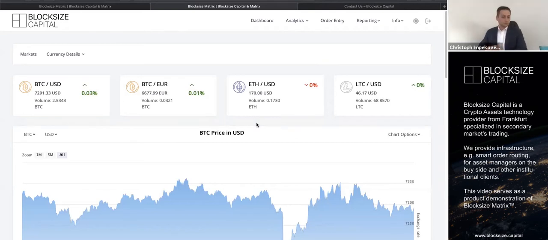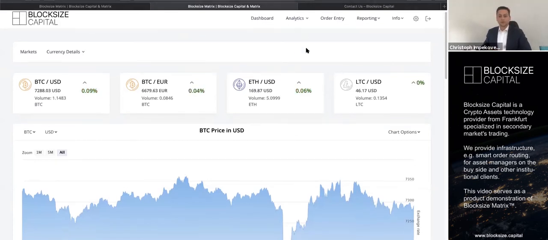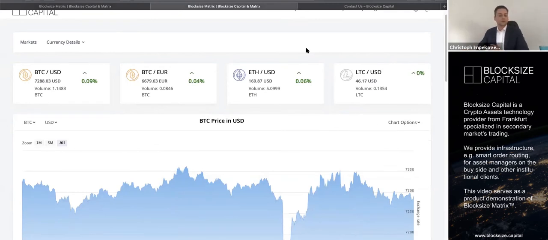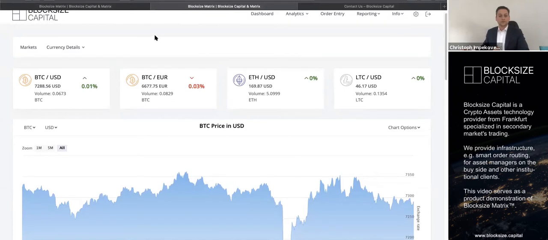Without further ado, let me quickly show you the flagship product, which is Blocksize Core. And what you can see here by now is Blocksize Matrix, which is a corresponding front end for Blocksize Core, right? So this is a standard dashboard that you're using to basically visualize your recent positions, recent crypto assets. You're able to switch dedicated positions in particular.